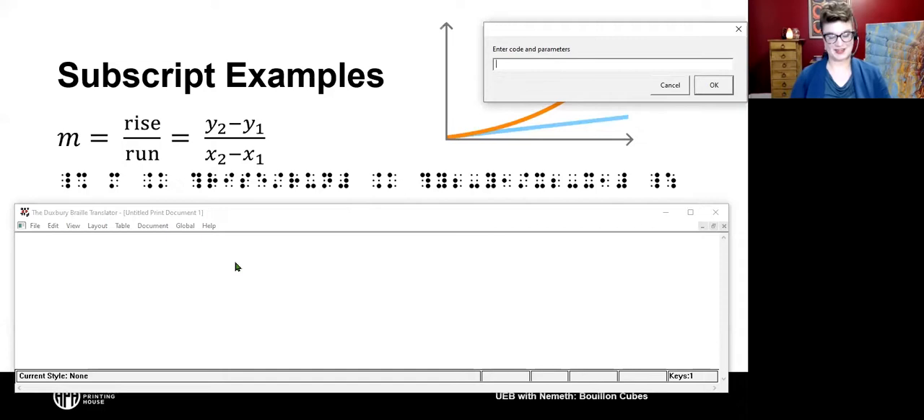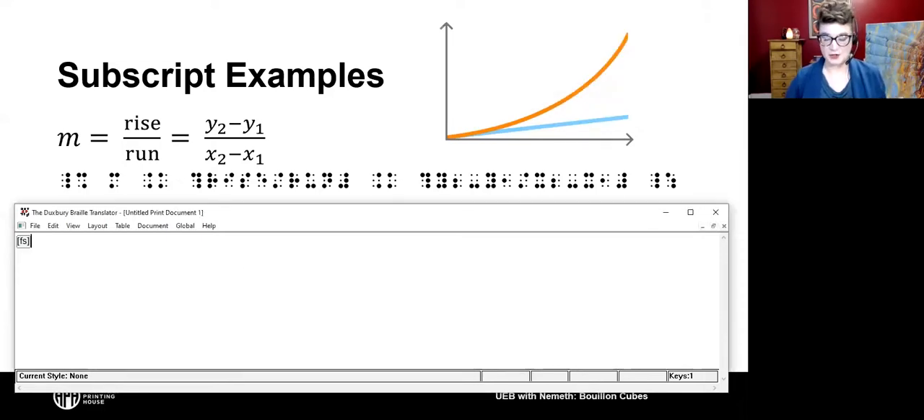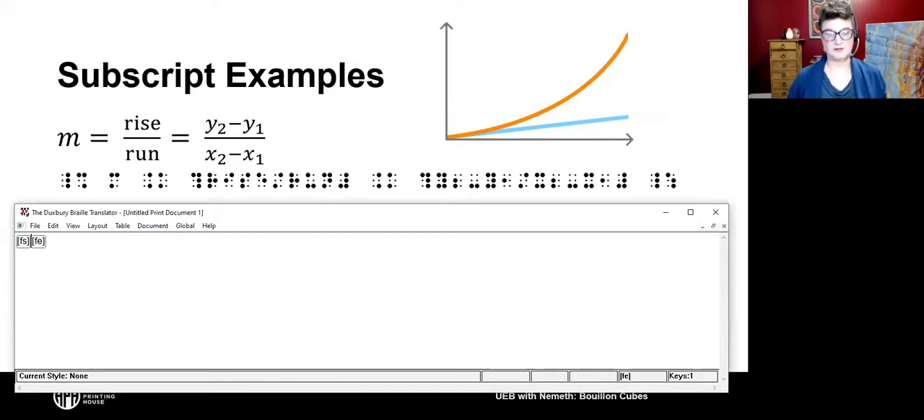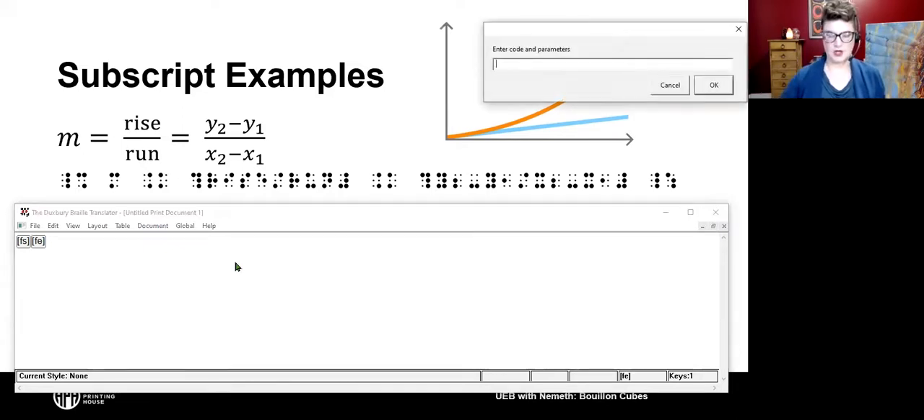Control open bracket, and then I enter my fraction start, just FS. I know my fraction is going to have to end at some point since it started. My code for that is FE. And then between those two codes, I'm going to need a fraction line. My code for that is FL.